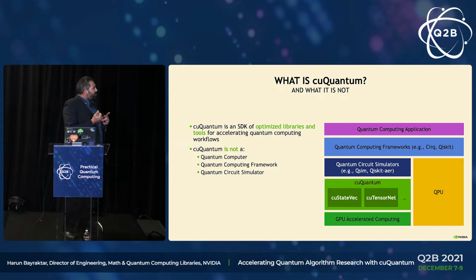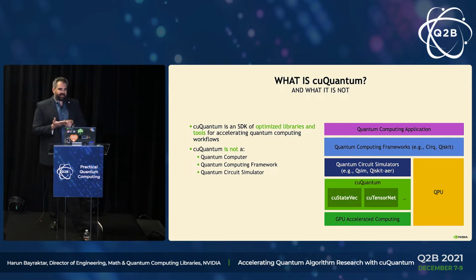Before I get into the diagram on the right-hand side, the block chart that illustrates where the SDK fits, cuQuantum is not a quantum computer, it's not a quantum computing framework, and it's not a quantum circuit simulator itself. We talk about state vector simulation and we talk about tensor network-based simulation, but we actually don't build the simulator. We build the libraries that accelerate it. This is analogous to how libraries like cuDNN and cuBLAS accelerate deep learning frameworks like PyTorch and TensorFlow, which accelerates deep learning, okay? So the picture on the right-hand side tries to add some more definition and clarity to this.